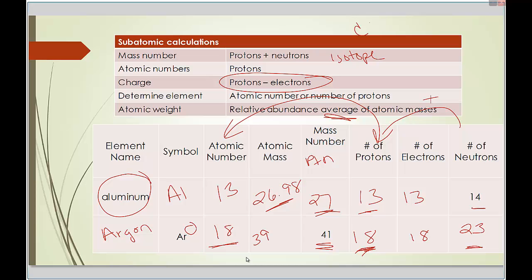Once again, notice that the atomic mass and the mass number are not the same number. Mass number is for a specific isotope, where the atomic mass is the average of the isotopes.